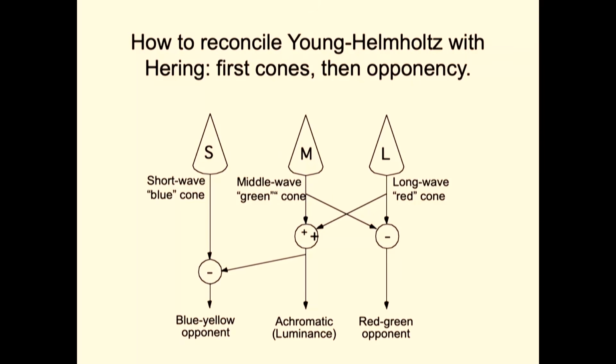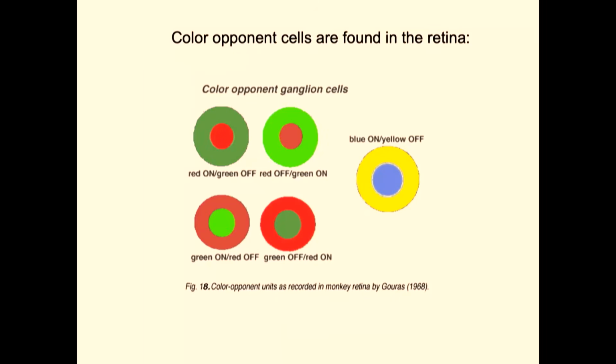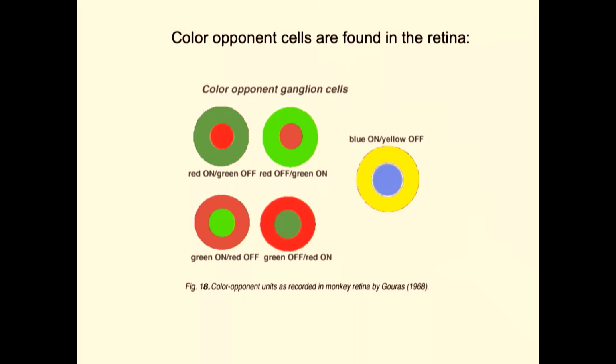In fact, we start out vision with 3 cone types that then get translated into opponent channels. Okay? And that happens actually in the retina. So we've got these 3 different types of cones, and those get combined in different ways, taking differences and sums to generate opponent channels that you can see in retinal ganglion cells with these on-off receptive fields where the center will have input from one cone type and the surround will have input from another. And again, the pairings here are not arbitrary, but rather systematic into these red-green and blue-yellow opponent channels.